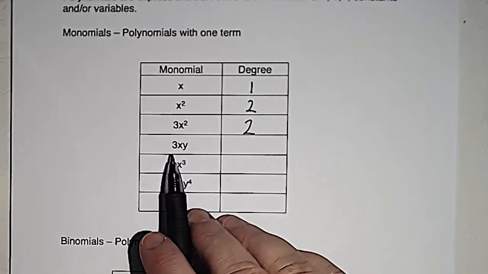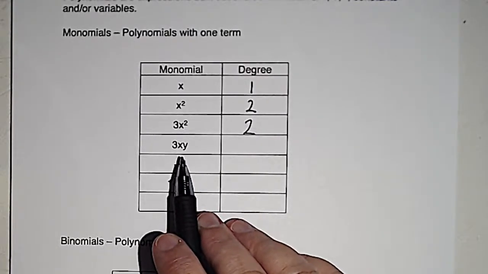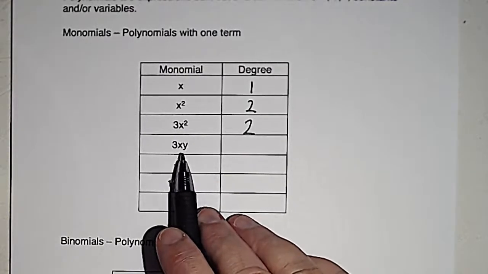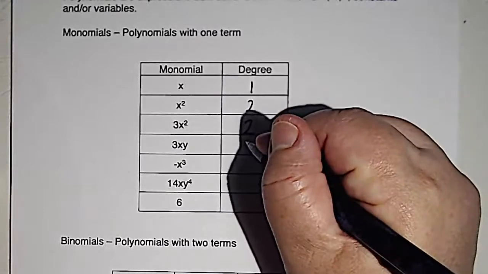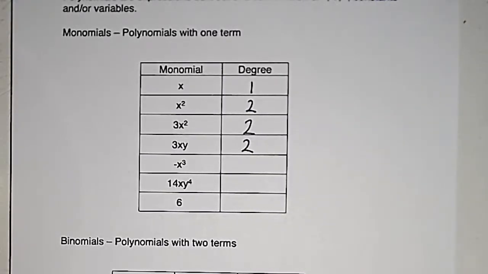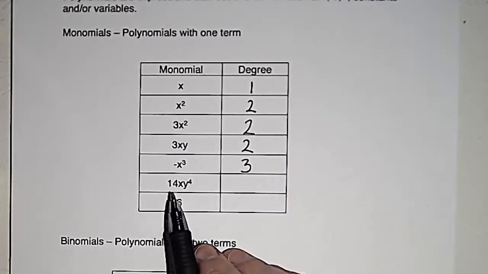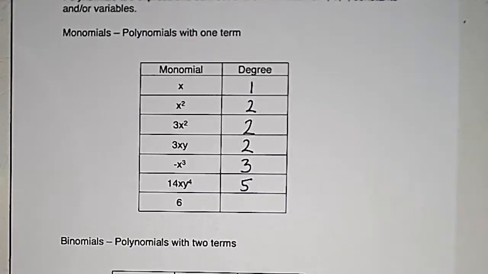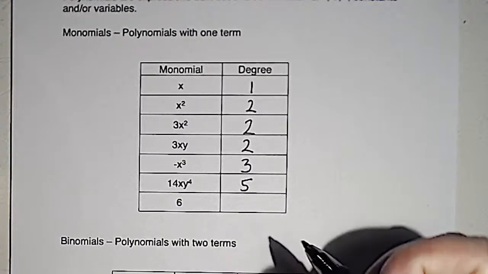Now, this I'm throwing in here, not because we're going to work with it, but because no one ever explains this, and I thought I would tell you now, and then you could tuck it away in your brain, and then later on when you're like, wait, what's going on? You're going to be like, oh, that's right, we talked about this. The degree of 3xy is also 2. The degree of the opposite of x cubed is 3. The degree of 14xy to the 4th is actually 5. And the degree of 6, not just the number 6, is 0.